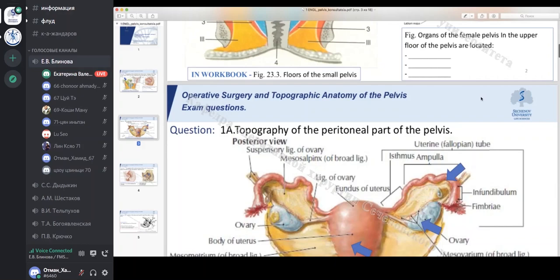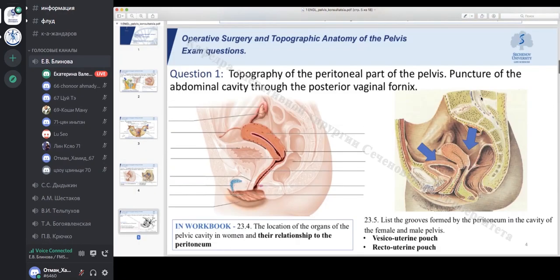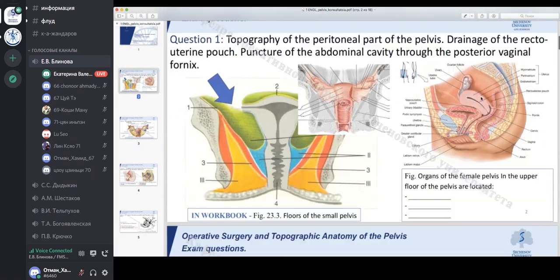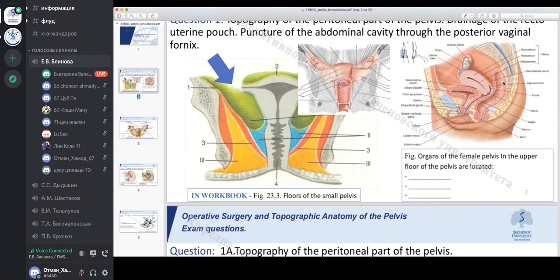And where is the female or male? I'm sorry. Unfortunately, this picture does not contain the male pelvis. The male also has the apex and body of the urine bladder and the rectum which is covered by the peritoneum. The uterus, uterine tube and the ovary, a man does not have.